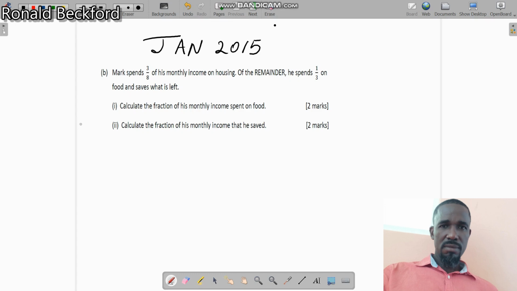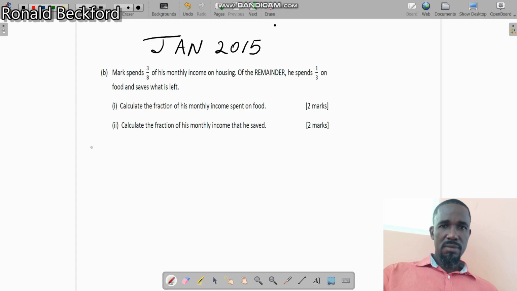It says, Mark spends 3/8 of his monthly income on housing. Of the remainder, he spends 1/3 on food and saves what is left. 1, calculate the fraction of his monthly income spent on food, and 2, calculate the fraction of his monthly income that he saved.